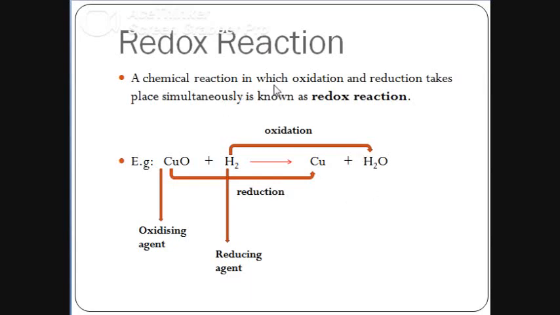Remember, both oxidation and reduction occur together, side by side, that is simultaneously, and this type of reaction is known as redox reaction. To make it more clear, let us see this example. Here copper oxide, or cupric oxide, because here the copper is in the +2 state, as oxygen can gain 2 electrons, copper will lose these 2 electrons, and in this way copper oxide is formed.